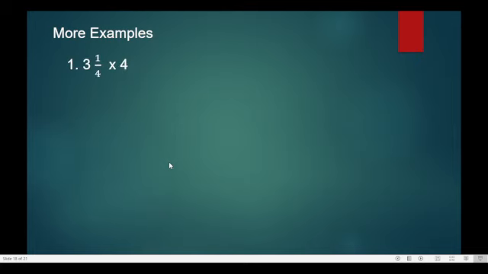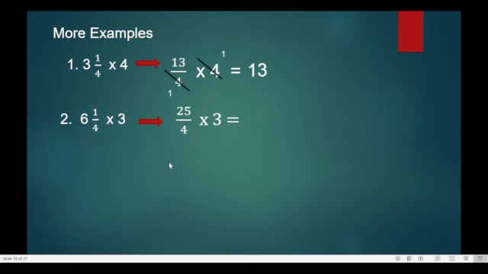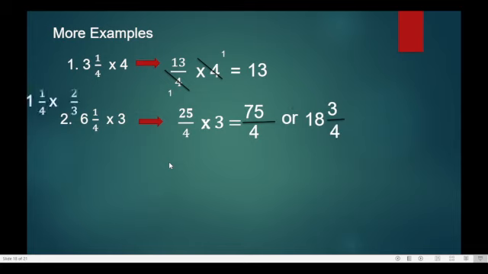Okay, more examples. You have 3 and 1/4 times 4. So that will become 13 times 4 over 4. Cancel 4 and 4. So that is 13. And then you have 6 and 1/4 times 3. So that will become 25 over 4 times 3. Since we cannot cancel any of the numbers, we have 25 times 3 is 75 over 4, or 18 and 3/4.